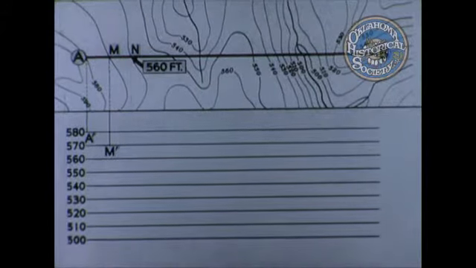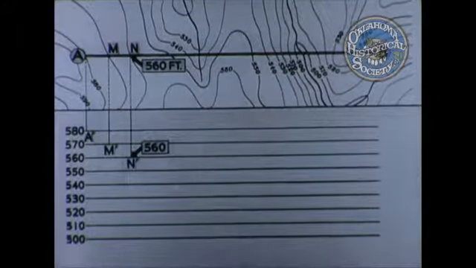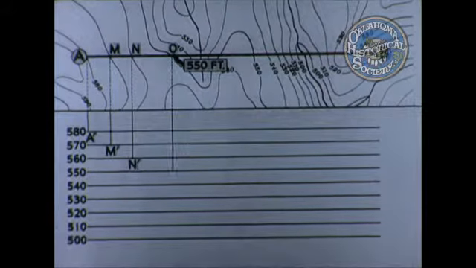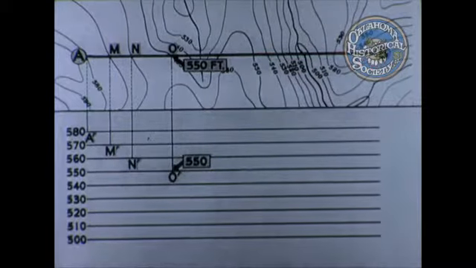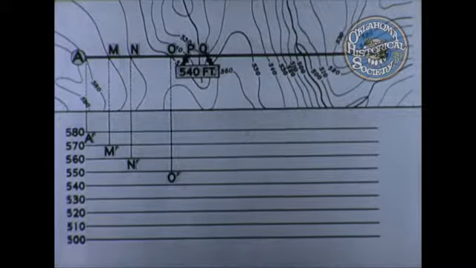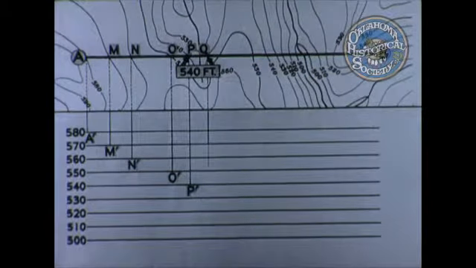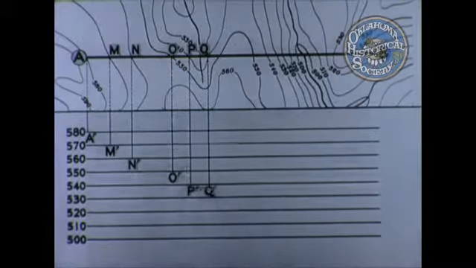The elevation of N is 560 feet. N prime is on the 560 line. The elevation of O is 550 feet. O prime is on the 550 line. P and Q are of the same elevation, 540 feet. Therefore, both P prime and Q prime are on the 540 line.